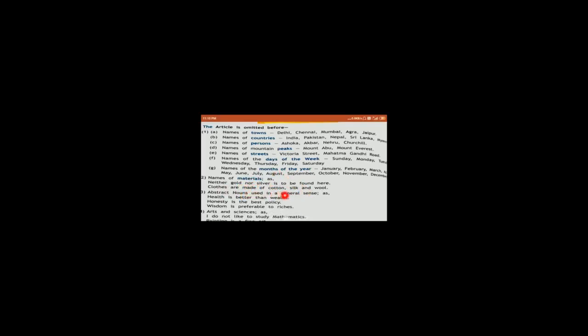arts and sciences. For example, I do not like to study mathematics. Painting is a fine art. So these are the various examples. So here we find that in these cases, the articles are being omitted.